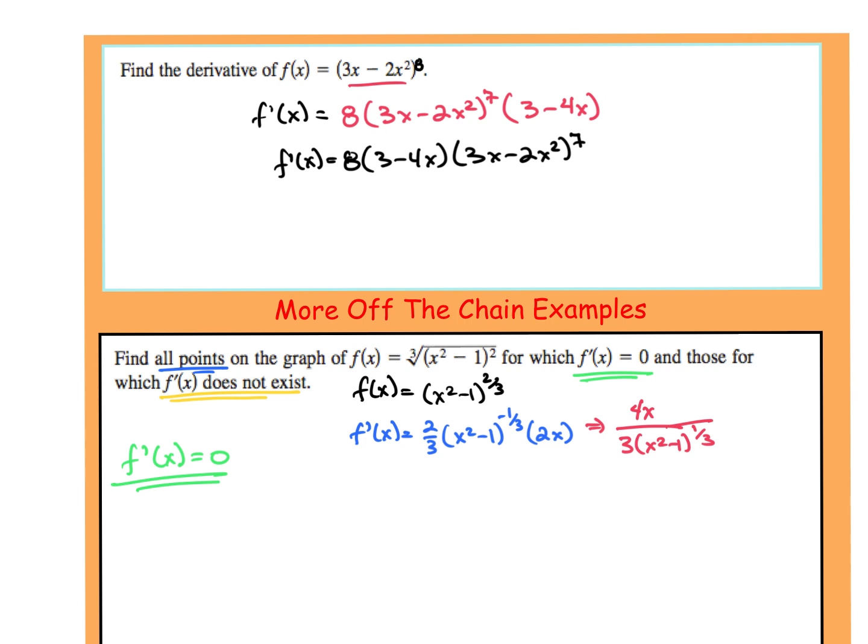Wait, what does that mean? What do you mean? Oh, 0. Exactly. So I get x is equal to 0, because I'm really setting 4x equal to 0. I'd get x equals 0.